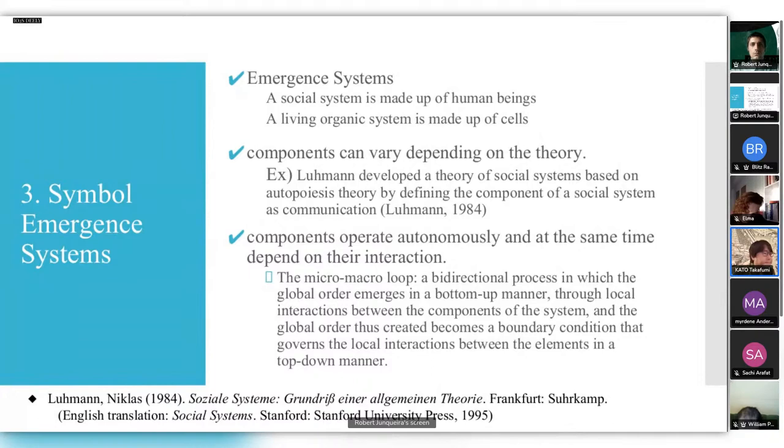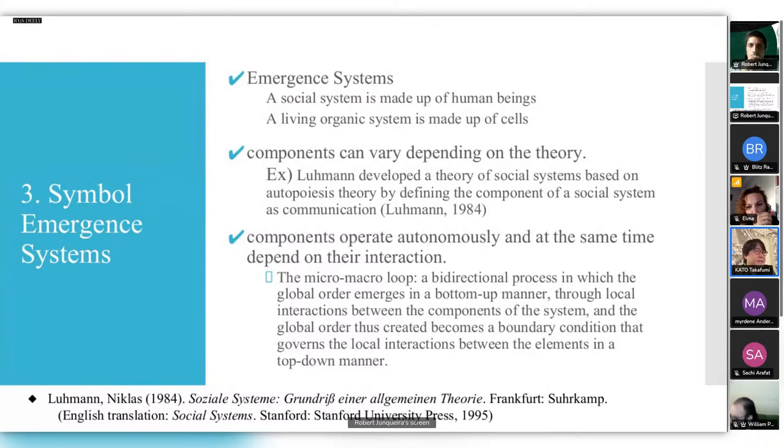Before talking about symbol emergence systems, we need to understand the concept of emergence systems. Generally speaking, a system consists of several components. A social system is made up of human beings, while a living organic system is made up of cells. It is important to note that a system is not a material entity, but a conceptual thing that captures the way in which they operate together. Even when we consider the same objects as a system, what we consider as its components can vary depending on the theory. Although it may seem natural to consider each individual human as a component of a social system, there are other ways of looking at it. For example, Luhmann developed a theory of social systems based on autopoiesis theory by defining the component of a social system as communication. The concept of a system in itself represents a model for perceiving and understanding certain phenomena.